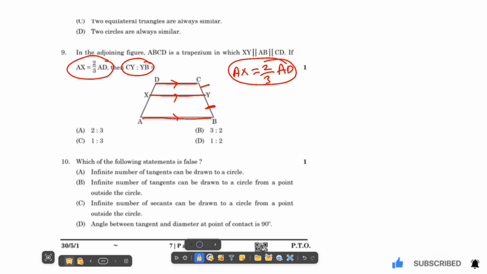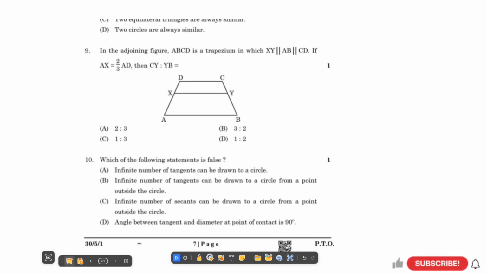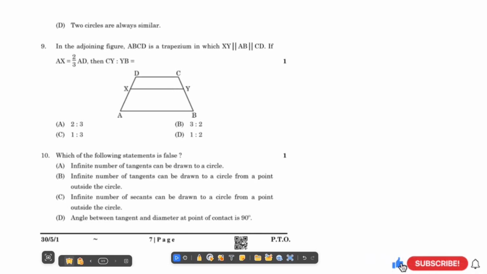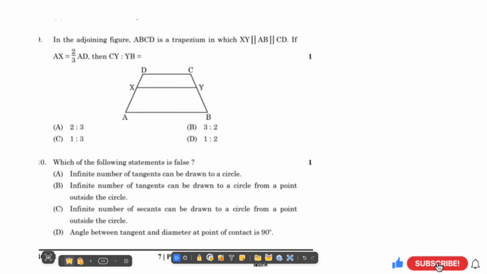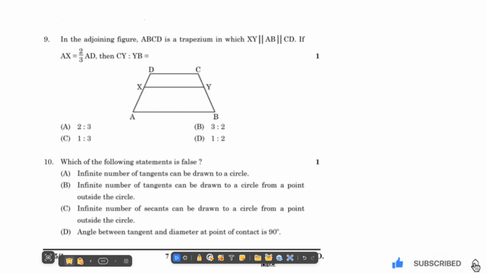Okay, let's try to find. So to find this one, we have to do one thing. Join D and B. So let's join D and B. Let us think this DB and XY meet at some point O. So now in triangle DAB, XY is parallel to AB because XY is part of XY.